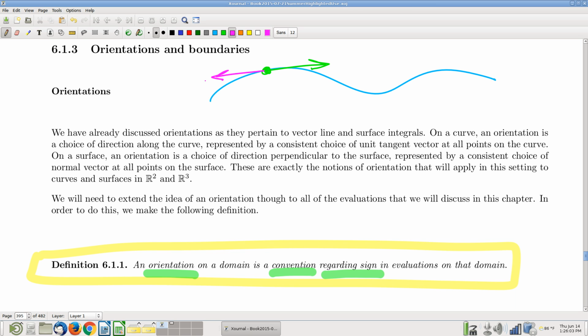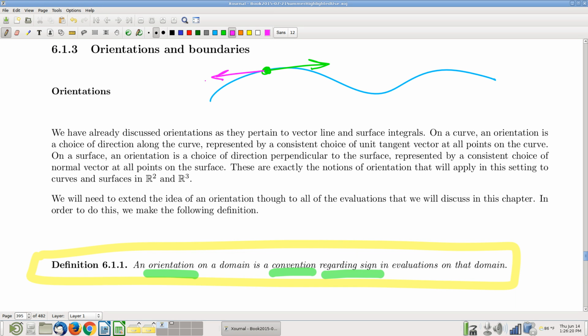I'd say further in this case, an orientation on a curve is a convention regarding sign in vector line integrals that can be thought of in a geometric way. Yeah, sure. But it's a convention regarding sign more fundamentally.